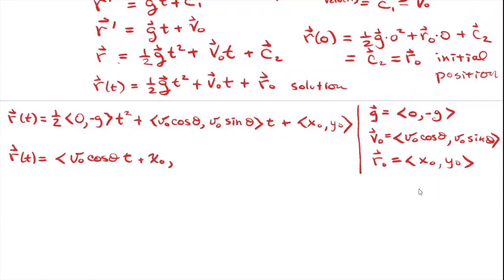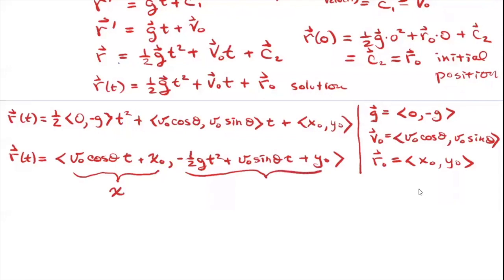And then for the y component, you have 1/2 times negative g times t squared. So we'll write that as negative 1/2 g t squared, plus the y component of the initial velocity vector, v naught sine theta, and that'll be times t, script v naught sine theta t, and then plus y naught. Okay, now the first component, you can think of this as parametric equations now, that x would be the first component, and y would be the second component.